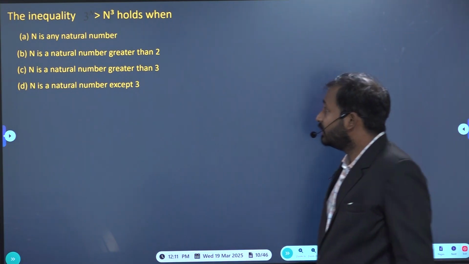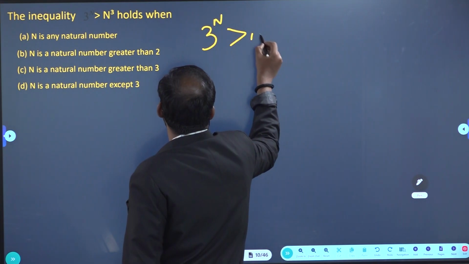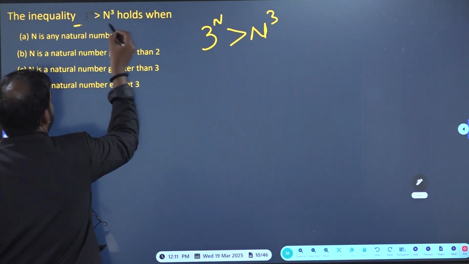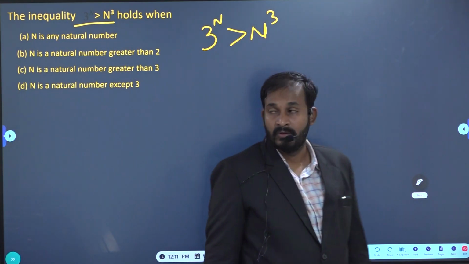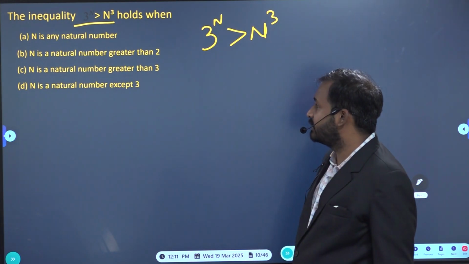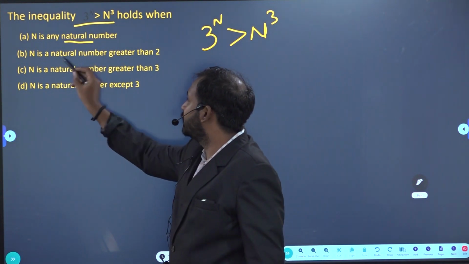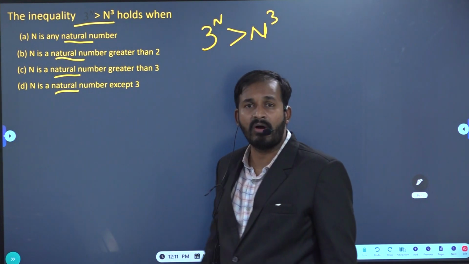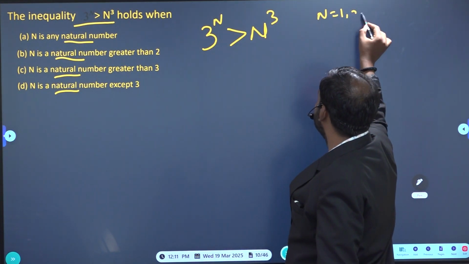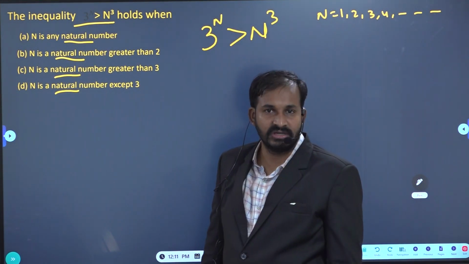Next one. The inequality 3 power n is greater than n cube holds when n is any natural number, or n is a natural number greater than 2. We will see. All the options are based on natural numbers only, right? So we will do the option verification in this case. Now natural numbers means from where do they start? 1, 2, 3, 4 and so on. Counting numbers, we call them natural numbers.